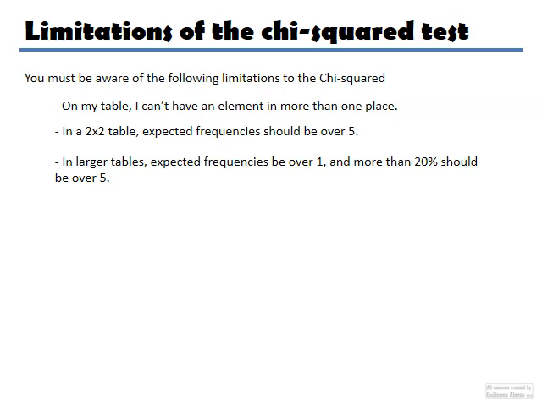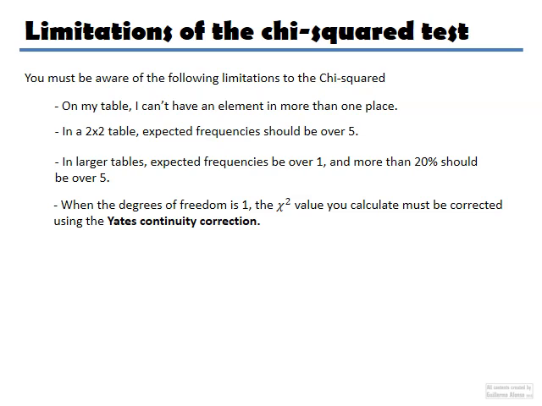Another important thing is I need to have quite a lot of data. I can't have a lot of frequencies that are under 5. The rule is the following. If it's a 2 times 2 table, expected frequencies should be over 5. If it's larger than that, they should always be over 1, and more than 20% should be over 5. When the degrees of freedom is 1, the chi-squared value is going to give me something that's too big.